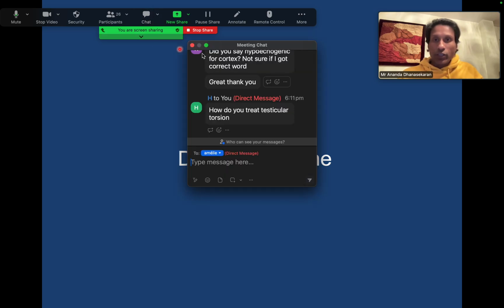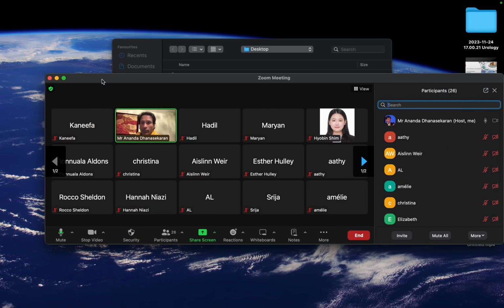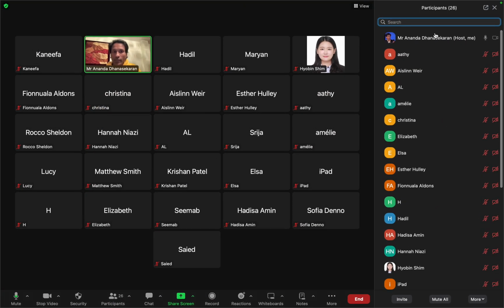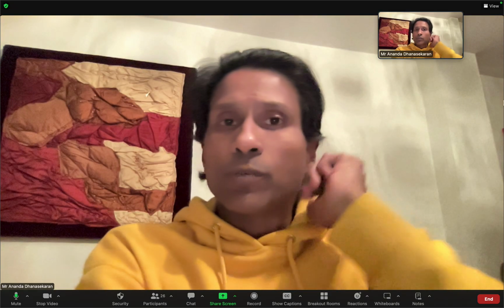How do you treat a testicular torsion? Yeah, it's a good question. I will do a screen share so that we can discuss it much better. Okay. So, testicular torsion, as I said, happens because the testis is supplied by a pedicle. The pedicle has the testicular artery and also multiple veins which drain the testis. So, if the torsion happens, then like a hose pipe, the blood supply to the testis is compromised.